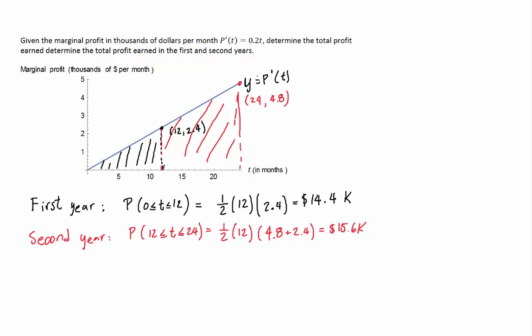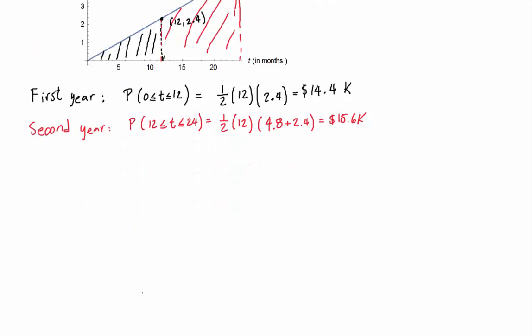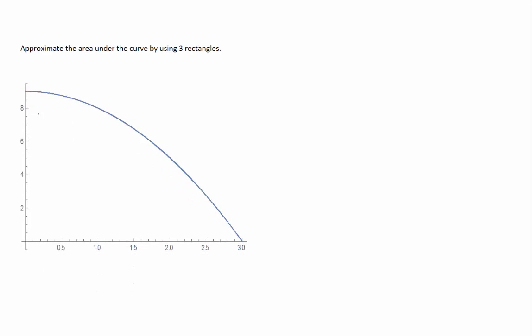So you're going to have a few of these examples in your homework. This basically is calculating the area under the curve using geometry. However, what if I give you a graph like this? For example, in this case, this is the equation y equals 9 minus x squared. Well, you cannot use geometry, but what you can do is approximate it using rectangles.